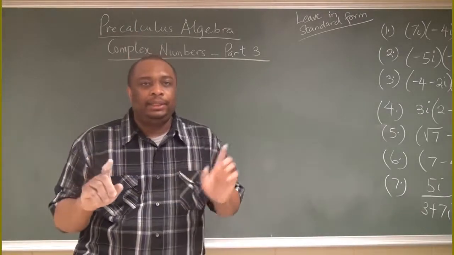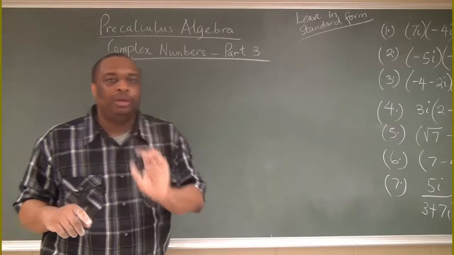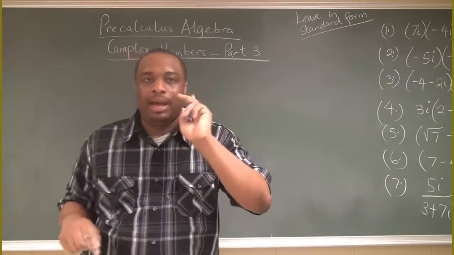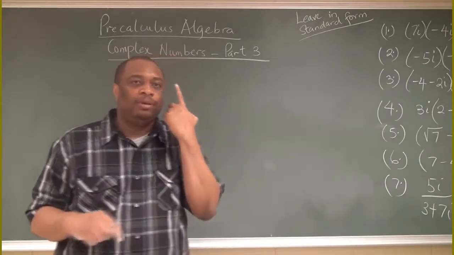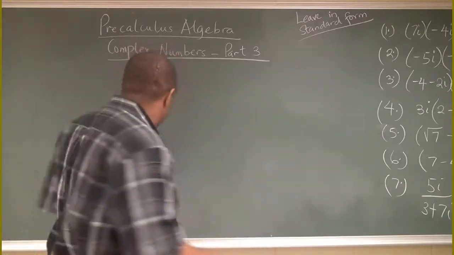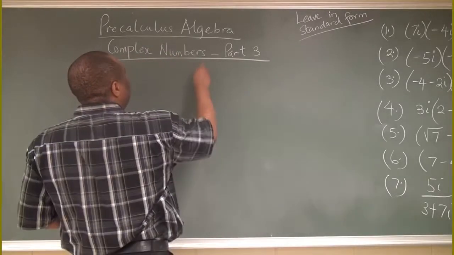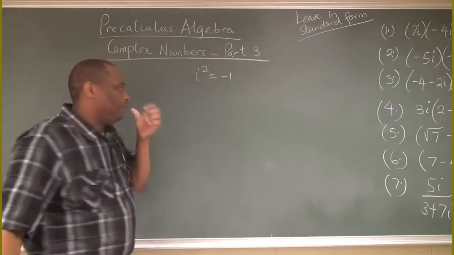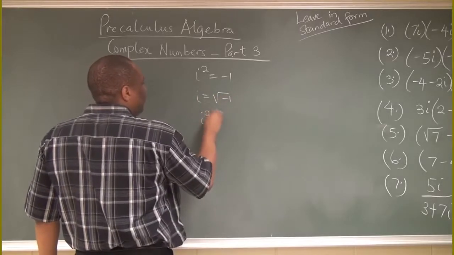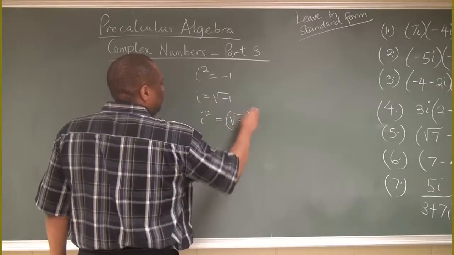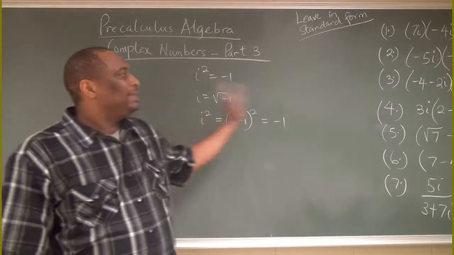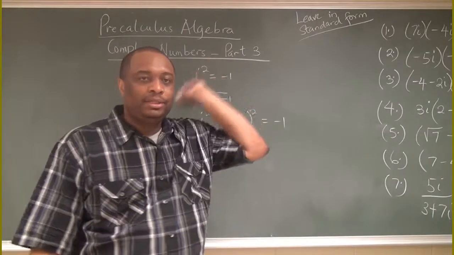Now, bear in mind, another video that I would recommend is complex numbers part 1 and part 2. Bear in mind that when we did powers of i, we noted that i squared is -1. i is the square root of -1, so i squared will be the square root of -1 all squared, and that gives us -1. So this is what we should note. Okay, let's go ahead and start.